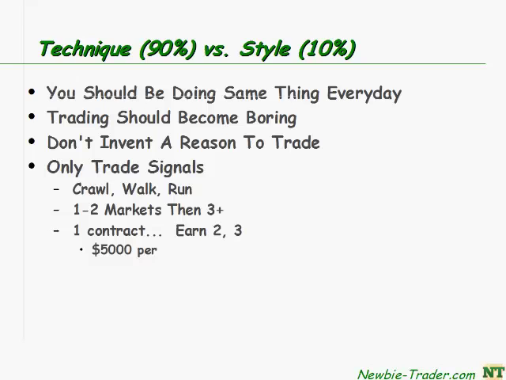Just like an infant, I think we should learn to crawl before we walk, and we should learn to walk before we run. We need to be able to trade 1 or 2 markets with 1 or 2 contracts, and then when you start having success as proof in your equity, then you can add a new market. Then you can add a new contract, and then you can grow up.